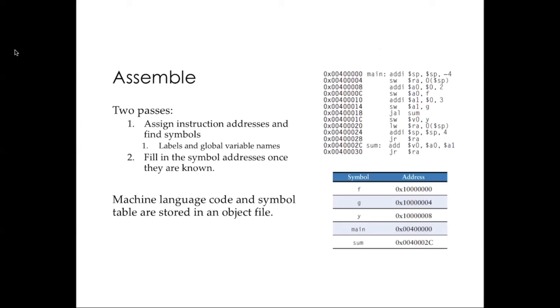This needs to be done in 2 passes. The assembler goes through, assigns an address to each instruction, and looks for labels. For example, main, which might indicate a line of code, or F, which is indicating a global variable. Each of these needs to be assigned an actual address. Once you've done that, you can take your machine code and your symbol table and put them in an object file.